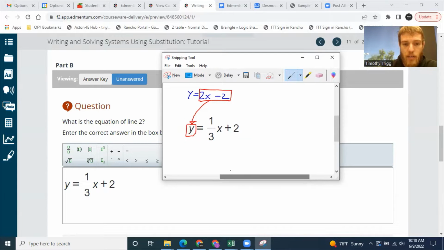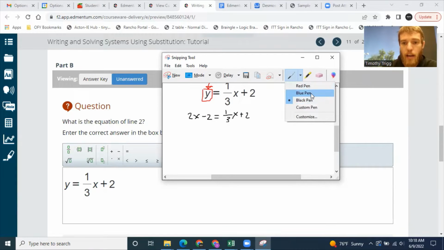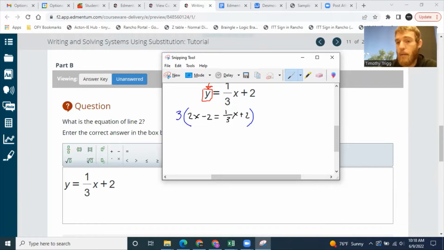So how would I rewrite this equation then? Well, now we can write it as 2x minus 2 equals 1/3 x plus 2. Now, if you're like me, you're not a fan of fractions, so we can go ahead and get rid of this fraction by multiplying by the denominator. So in this case, I'm going to multiply everything by 3 because that's the denominator in this fraction. We're going to multiply every term in this equation by 3 to get rid of this denominator here. So the 3 gets distributed to everything on both sides of the equation.